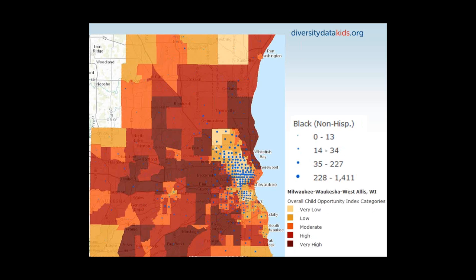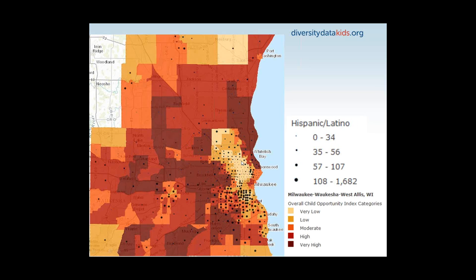In contrast, black children, shown by the relative size of the dark blue dots, are concentrated in the lowest opportunity neighborhoods in this area. Hispanic children, shown by the relative size of the black dots, are also concentrated in the lowest opportunity neighborhoods in Milwaukee, but to a somewhat lesser degree than black children.